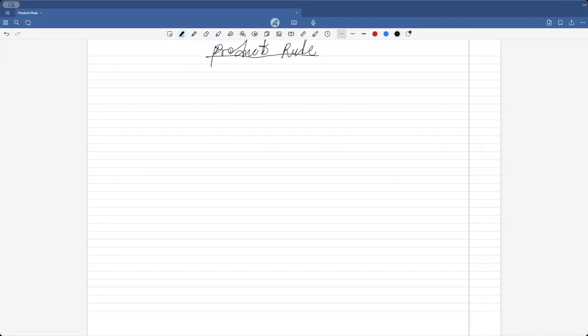So if we have a function that looks like this, f(x) equals (3x - 2)(x squared + 3), we can easily find the derivative of this function.